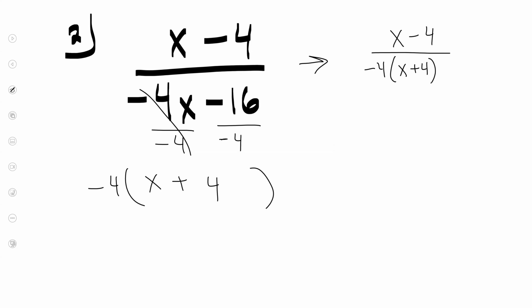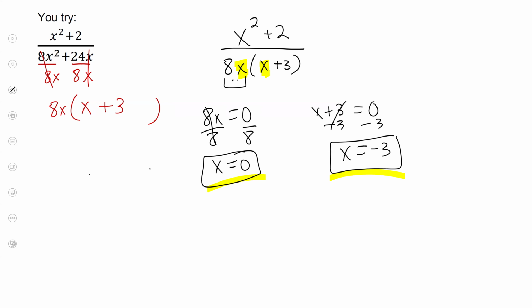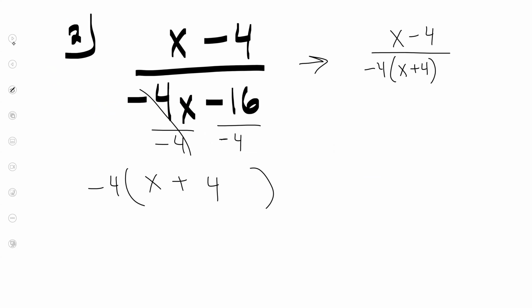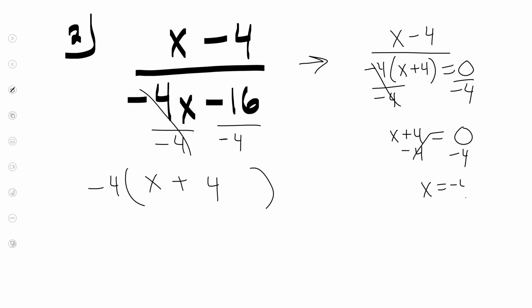Do we have two separate x's? No. So we're only going to have one answer. The difference between this problem and this problem, do y'all notice the x's? I have two x's, so I'm going to have two answers. Here, I just have one x, okay? So I'm just going to set this equal to 0, divide by -4. I get x plus 4 equals 0. And then you subtract 4, x is -4. I just have one answer. Okay?